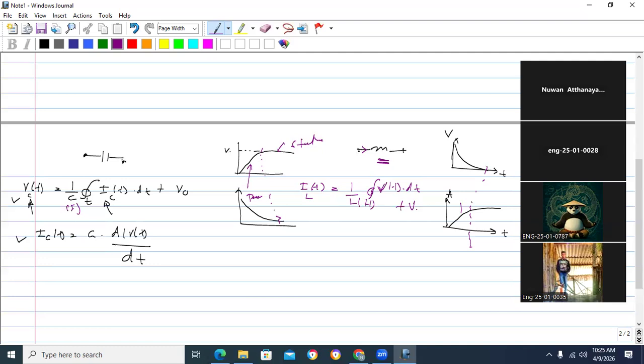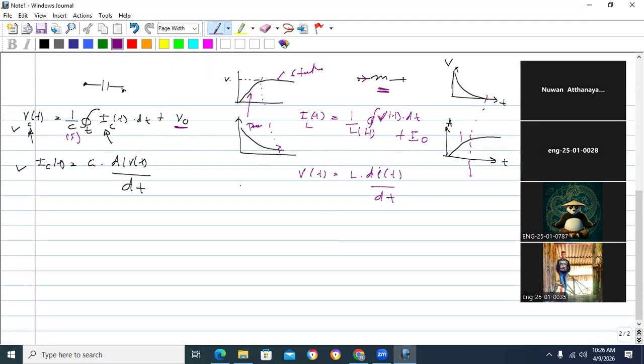Plus, there will be an initial current. Okay. In the capacitor case, it has initial voltage, but in this way, the inductor will have initial current like this. And the voltage of the inductor can be written as L di/dt. So these are the transient state equations. So you need to understand this equation. That is very important.